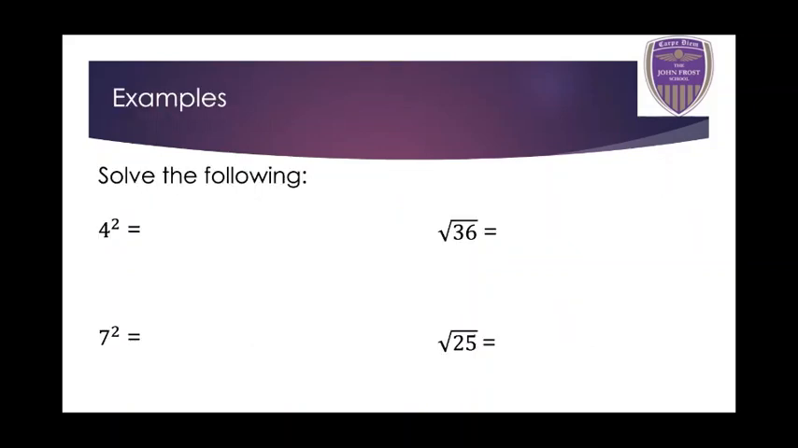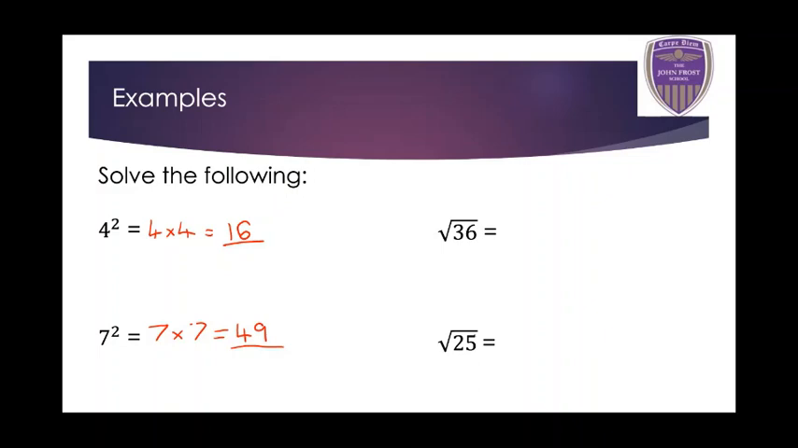So now we need to solve these questions. We've got 4 squared. Well, 4 squared is 4 to the power of 2, so all that means is I need to do 4 times 4. And I know that 4 times 4 is 16. So 4 squared is equal to 16. What about 7 squared? Well, it's 7 to the power of 2, so I need to do 7 times 7. And I know that 7 times 7 is 49. And that's it. 7 squared is 49.